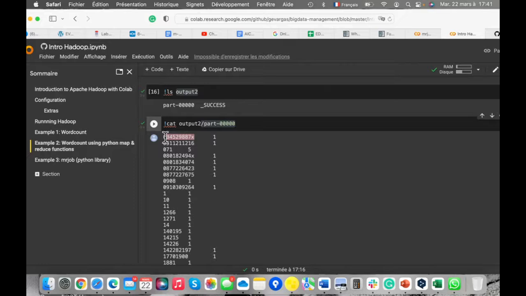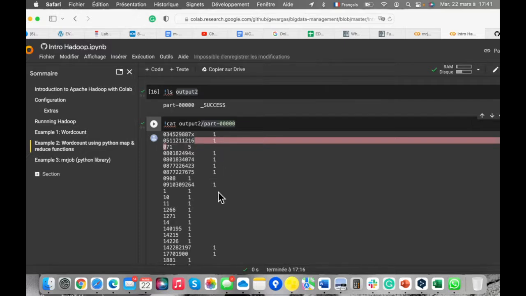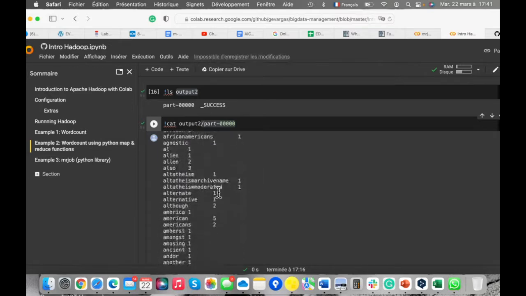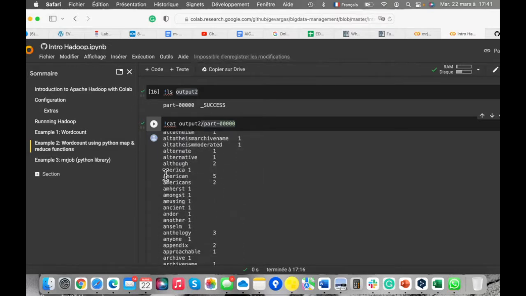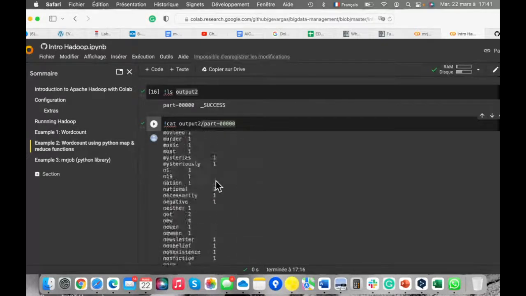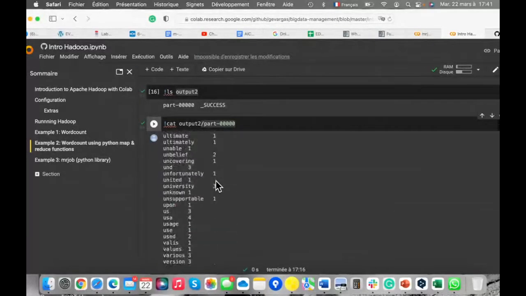So have a look at how different our terms can be. These are hexadecimal terms where we have only one occurrence for many of them. And then for some of them, for example, we have more occurrences within the input file. Okay, and so on and so forth. Well, that's what was expected, which is counting every term.